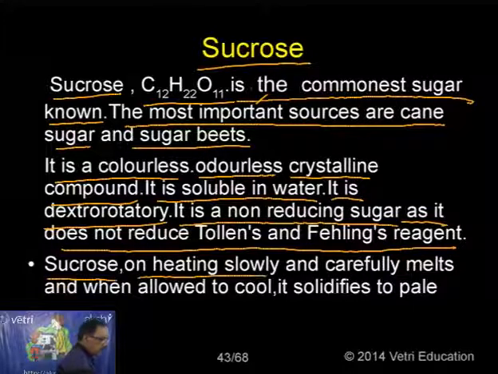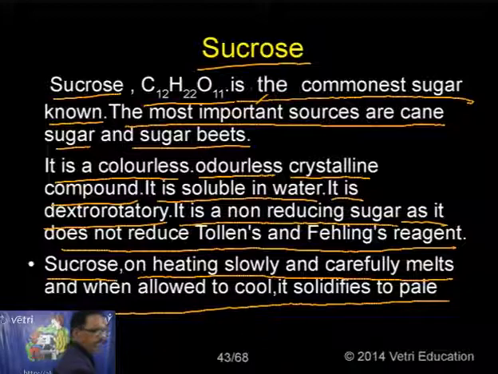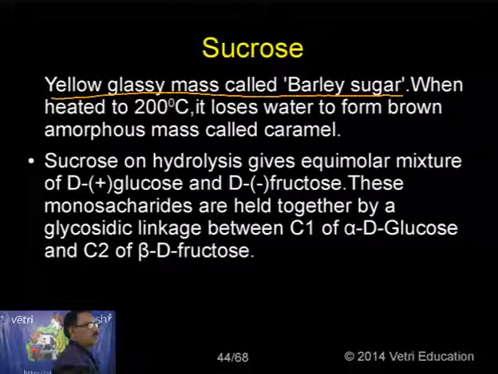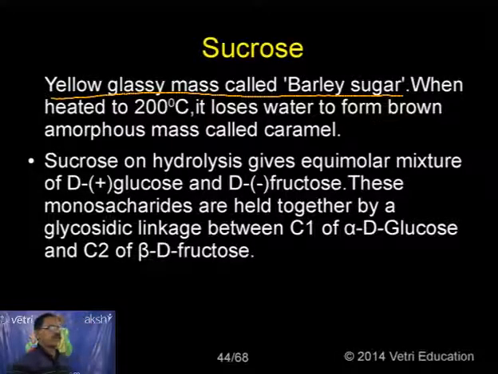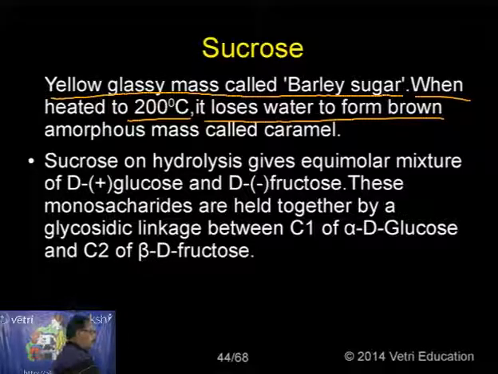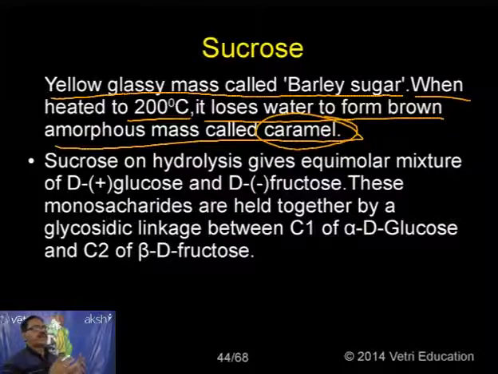Sucrose, on heating slowly and carefully, melts, and when allowed to cool, it solidifies to a pale yellow glassy mass called barley sugar. This is another interesting point about barley sugar. The same sucrose, when heated to 200 degrees centigrade, loses water to form a brown amorphous mass called caramel. This is another interesting information.